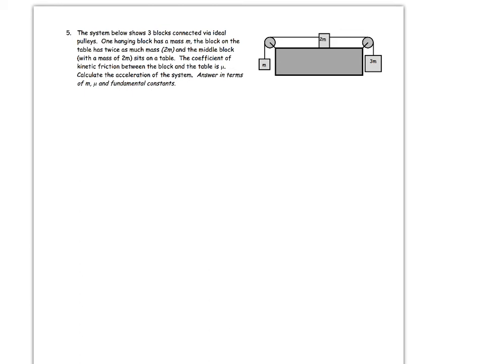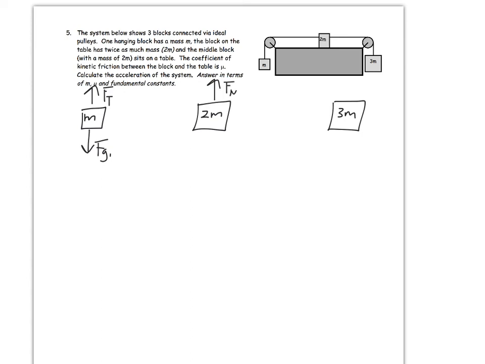Next problem here, we're once again going to set up a free body diagram for each of the objects here, the m, the 2m, and the 3m. So let's go ahead and do that. For the one hanging mass, we have the force of gravity, I'll call it Fg1, and the force of tension going up. For the mass on the table, we're going to have a normal force, we're going to have a force of gravity, we're going to have two ropes actually acting on this, one going to the left, connected to the 3m, and one going to the right, connected to the 2m.